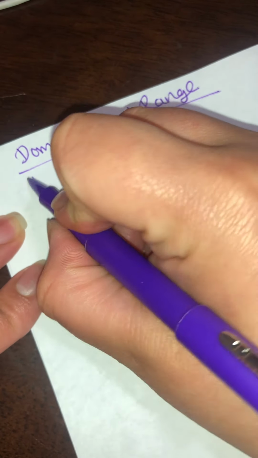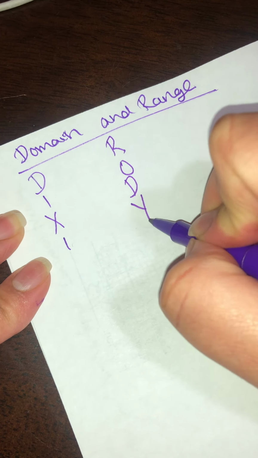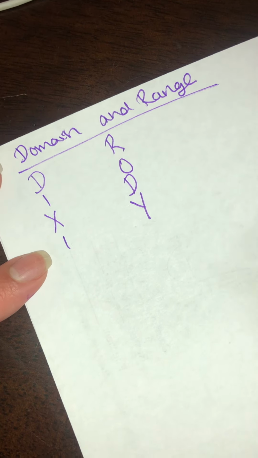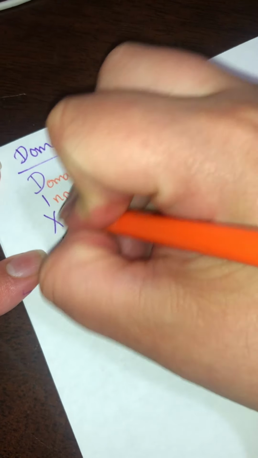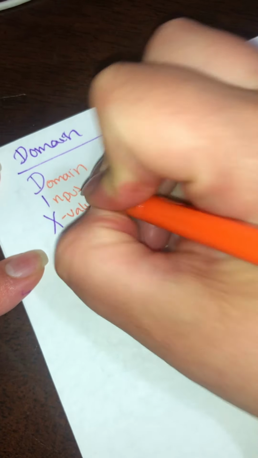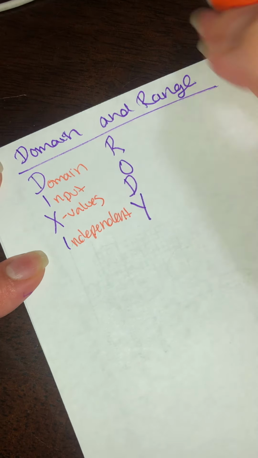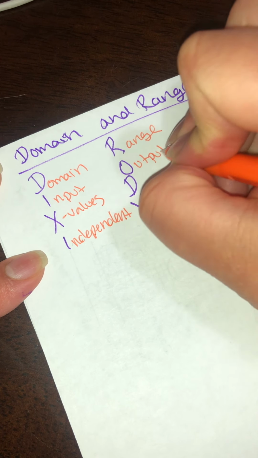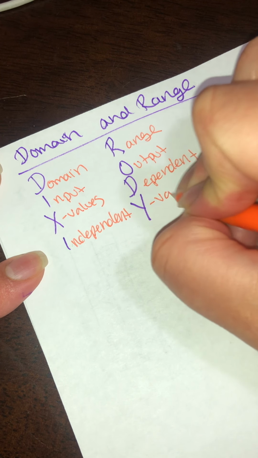Okay, well, first let's go with our acronym. So you can be using DIXIE RHODY, right? And I'm sure a lot of y'all forgot what that meant already. So, domain: input, X values, independent. R is for range: output, dependent, and Y values.